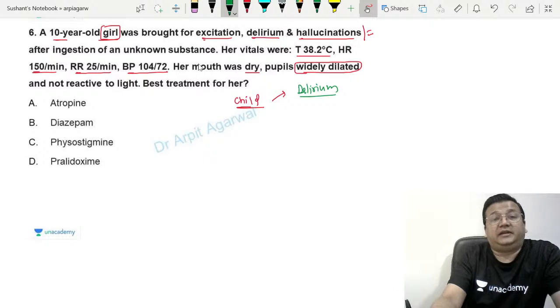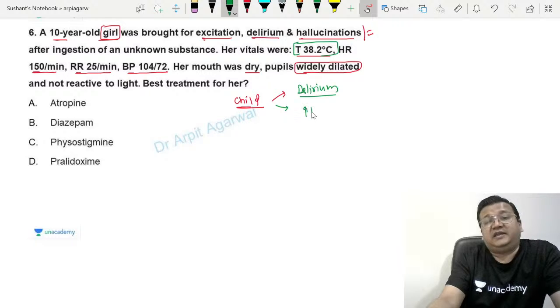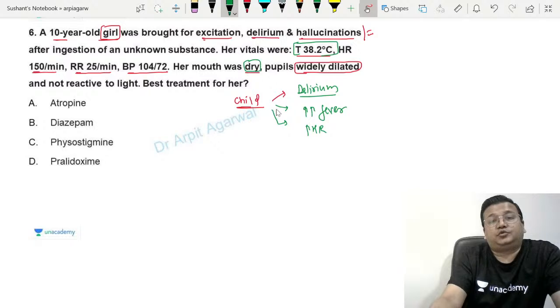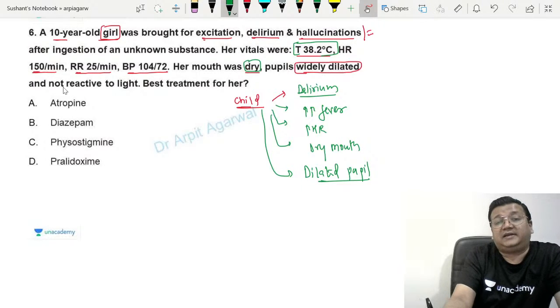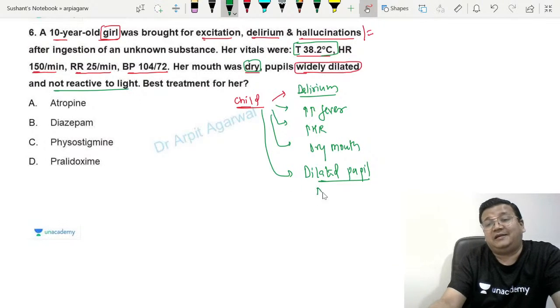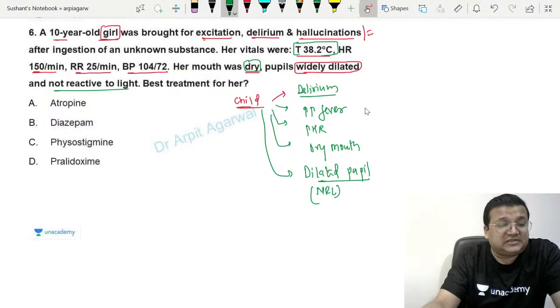Child is presenting with delirium. Temperature, look at the temperature. She is having high grade fever, tachycardia, dry mouth. I think the diagnosis should be very simple. Dry mouth and dilated pupil. Also, please remember, after dilated, they have given non-reactive to light, NRL. What is the diagnosis?